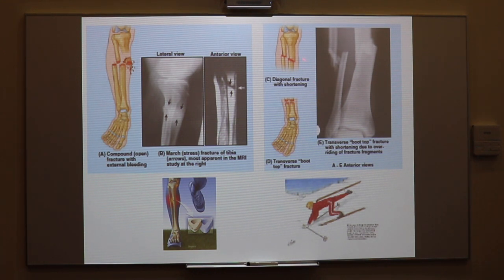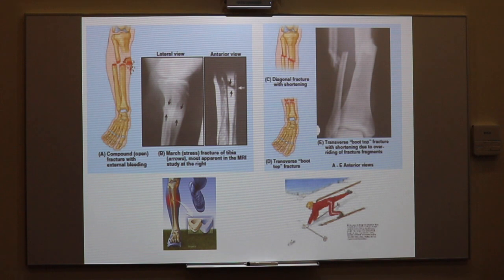The other types of fractures which you can see in the tibia are diagonal fractures and transverse boot top fractures. So these diagonal fractures happen in skiing, for example, when you skid and turn. So that can result in a diagonal type of fracture. The other type of fracture which can happen in skiing is the boot top type of fracture.